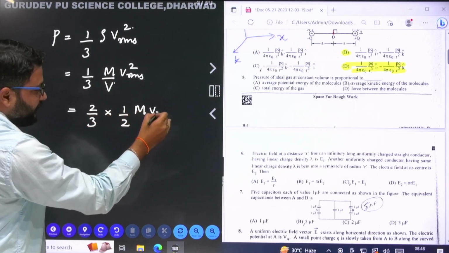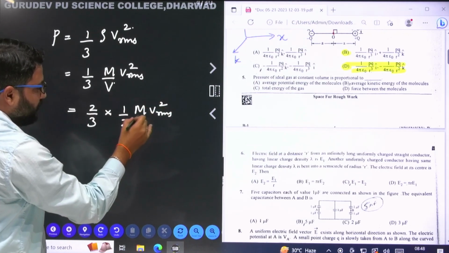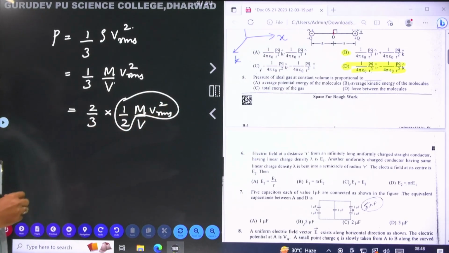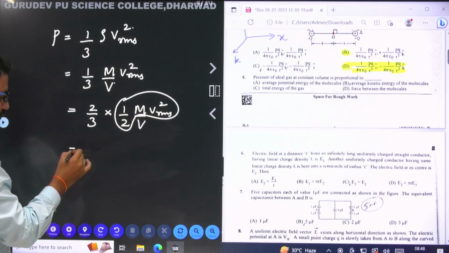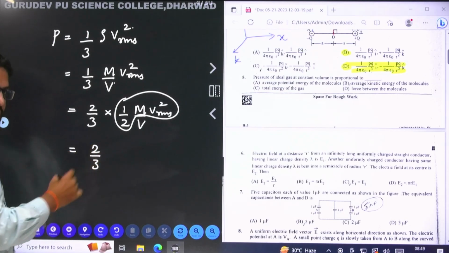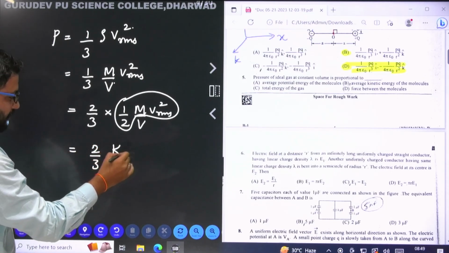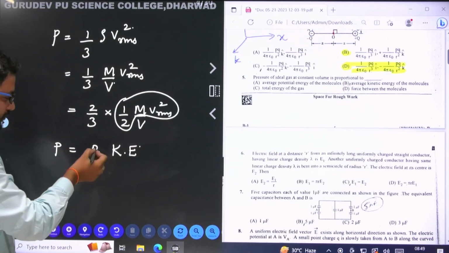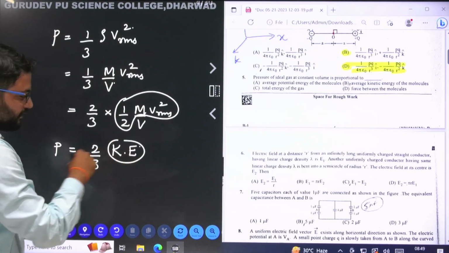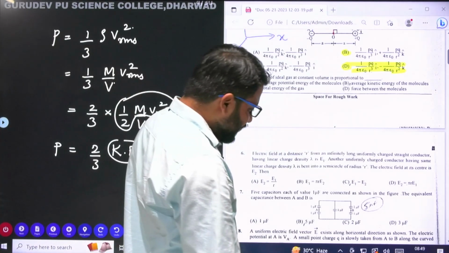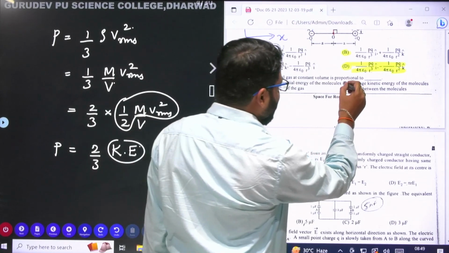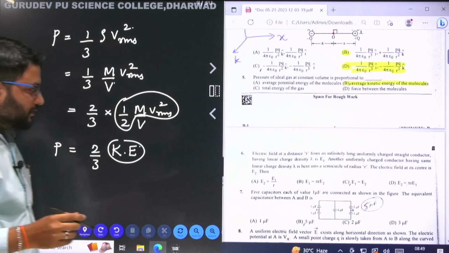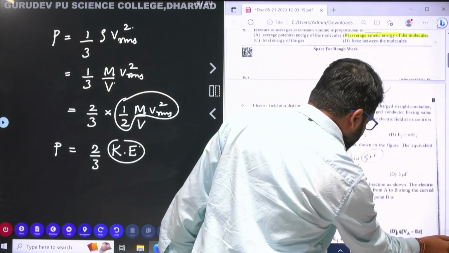Now when we write it this way, you can clearly say that this term gives the average kinetic energy. So the average kinetic energy is the above equation. So pressure is clearly equal to 2 by 3 of the average kinetic energy of the molecules. If I mark this, then my right option would be option B. Yes, hope you understood this. So let's move to the next question.